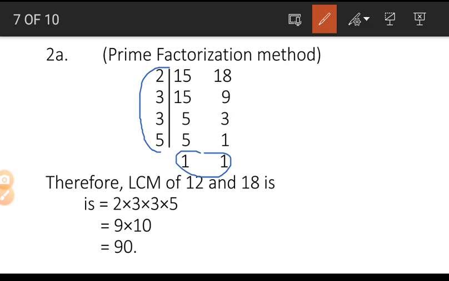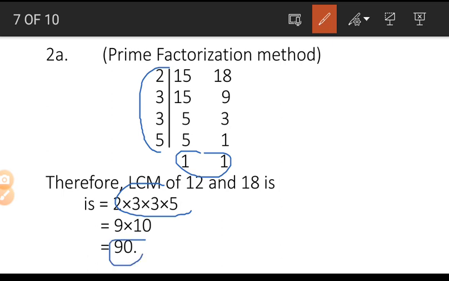These prime factors will give us the LCM of 15 and 18. Now what we do is to multiply the prime factors. 2 times 3 times 3 times 5. That is the same thing as 9 times 10. And that gives us 90.